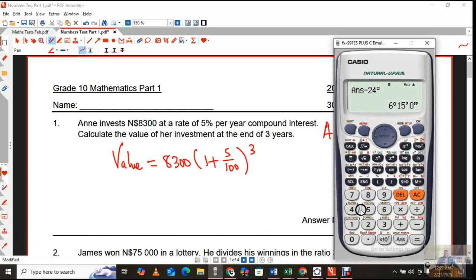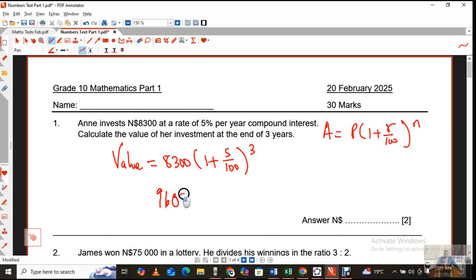Right, you grab the calculator and then you can calculate this. So this is 8,300, and then you have 1 plus. There are many ways you can do this, but of course if you have the formula, you can just go ahead and use the formula, and you find that the answer is 9608.